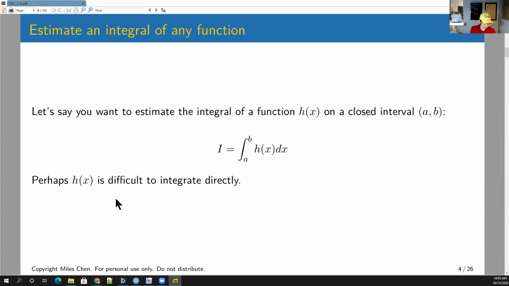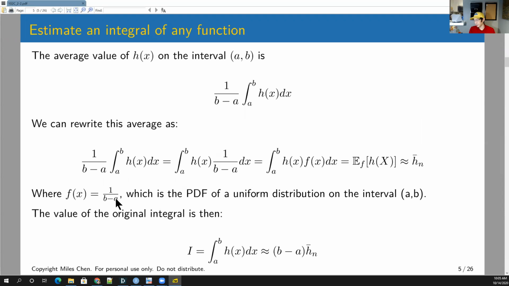One of the situations here is you might have an integral that is difficult to integrate directly, but you want to evaluate the value of this definite integral. So we said that we can take advantage of the average value of a function. What's the average value of a function over some interval a to b? One way to calculate that is you take the integral of it and you divide by the width of that interval. Okay, so we can say the average value is going to be equal to this.